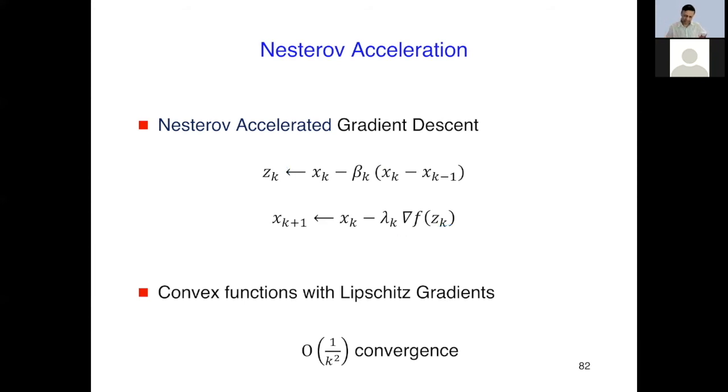But this particular modification looks very simple on the face of it, but it improves the convergence rate from 1 over k to 1 over k squared. So it's a significant benefit without really much more work. We are just keeping a little bit of history during the computations.